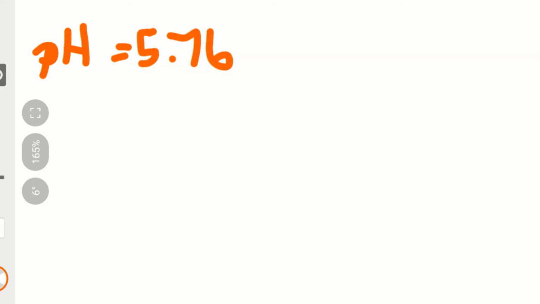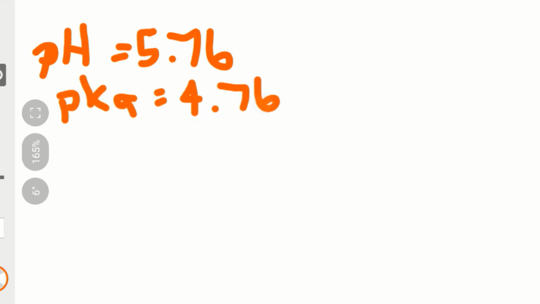This is now the third problem under your buffer solution. We are now going to solve for the molar ratio of salt over acid for a buffer system of desired pH. In this problem, we are given the pH of the solution, which is 5.76. Next, we are given the pKa of the solution also, which is 4.76. The one that we are looking for is the salt and acid ratio. So my salt and acid are still missing.